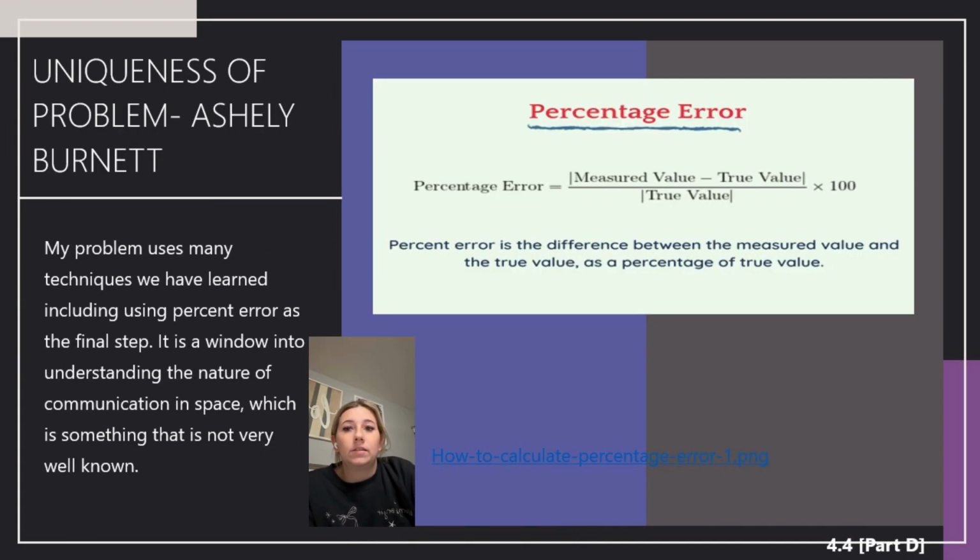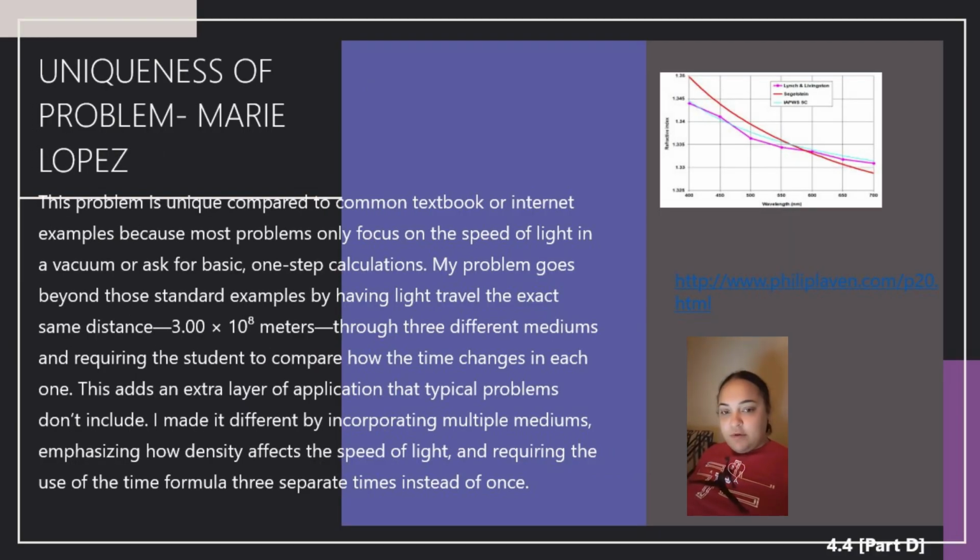So the uniqueness of my problem is that it uses many of the techniques that we've learned in class, like percent error. And it also gives you an understanding in the nature of communicating with space, which is something that's not very well known and might be interesting to a lot of people. The uniqueness of this problem.